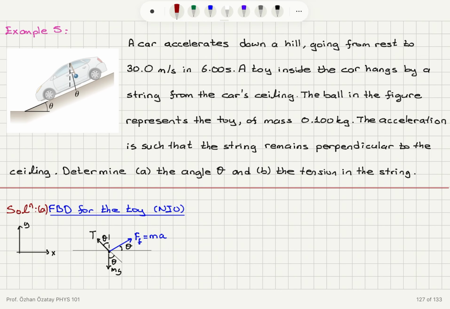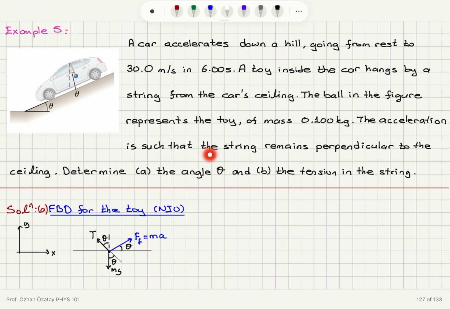Okay, another example. A car accelerates down a hill going from rest to 30 meters per second in 6 seconds. A toy inside the car hangs by a string from the car's ceiling. The ball in the figure represents the toy of mass 0.1 kilograms.